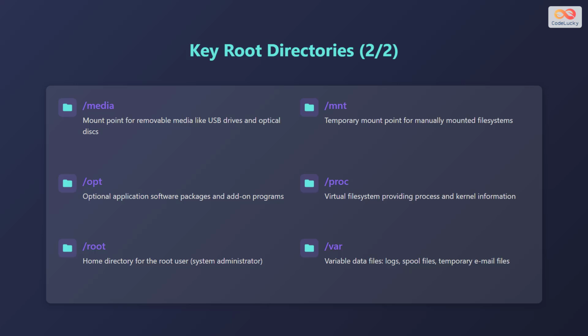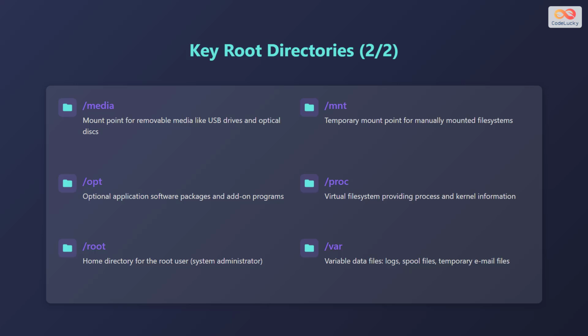Let's continue our exploration of key root directories in the Linux file system. First, the /media directory. This serves as the mount point for removable media, such as USB drives and optical disks, allowing easy access to external storage devices. Next, the /mnt directory is a temporary mount point for manually mounted file systems, typically used for accessing network shares or other file systems temporarily.